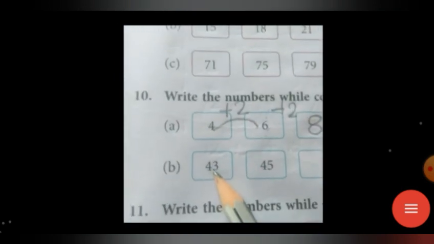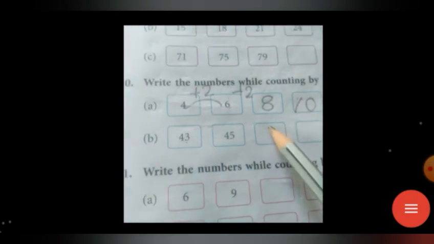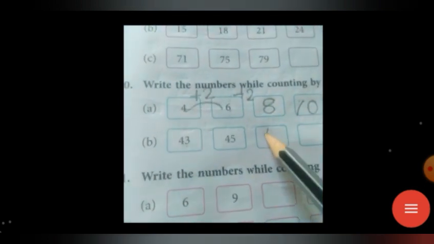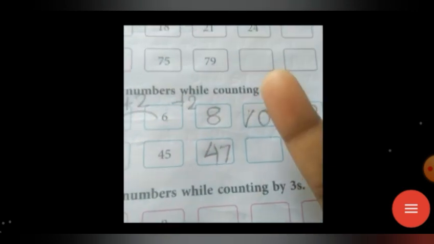The next one, 43. 43 plus 2, what? Skip by 2 is adding: 43 plus 2, 44, 45. So here I am writing 45. And what is 45 plus 2? 46, 47. So the next number is 47. Understand? Then 47 plus 2, 47-നോട് 2 add ചെയ്യുമ്പോൾ എത്രയാ? 48, 49. Understand? 49. Okay. The next, 49 plus 2, 50, 51.